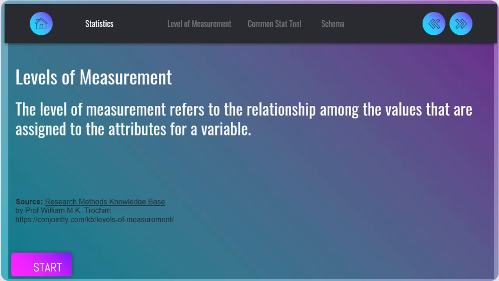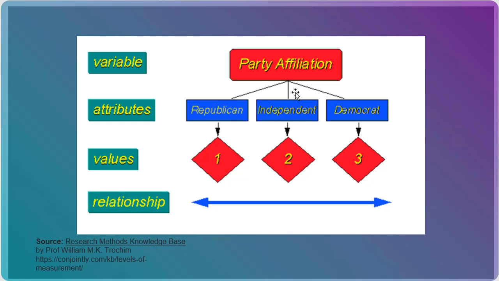What does that mean? Begin with the idea of a variable in this example. Party affiliation. That variable has a number of attributes. Okay, party affiliation. So we are using the United States election this time as an example. Let's assume that in this particular election context, the only relevant attributes are Republican, Democrat, and Independent. For purposes of analyzing the results of this variable, we arbitrarily assign the values of 1 for Republican, 2 for Independent, and 3 for Democrat.